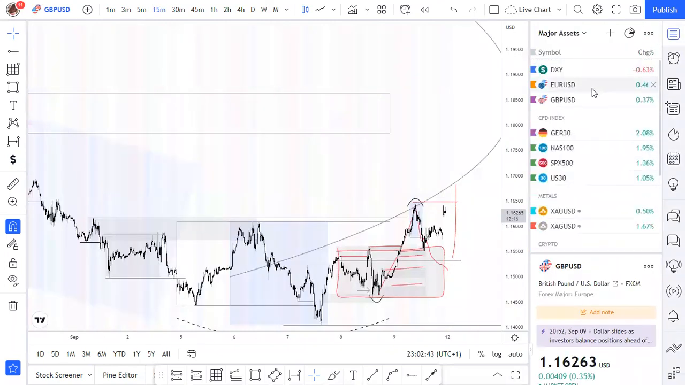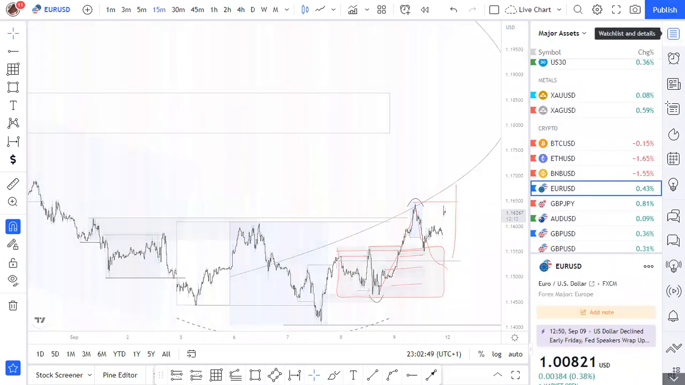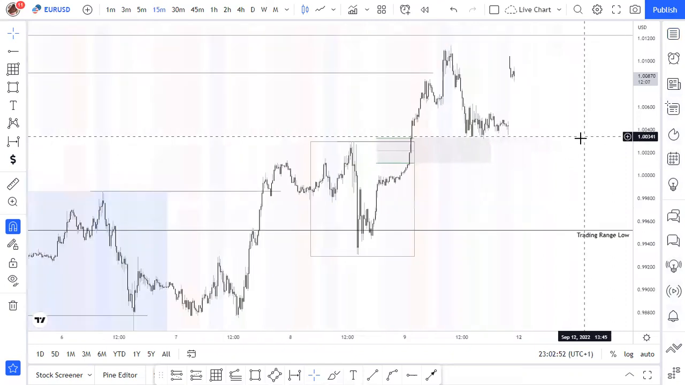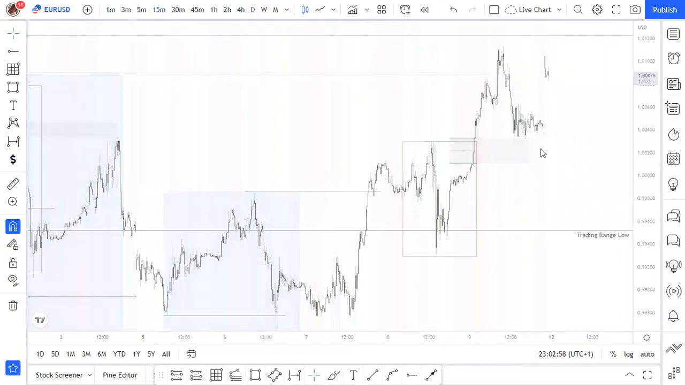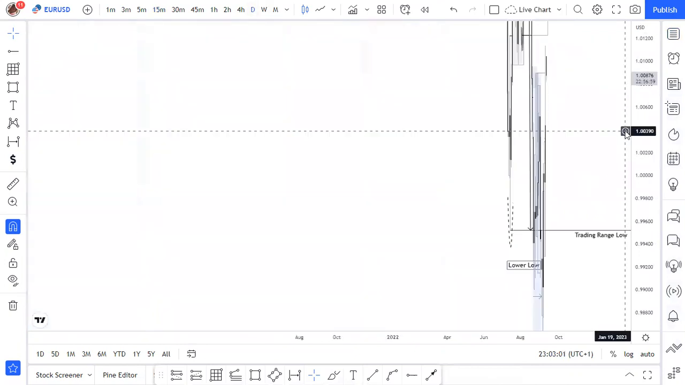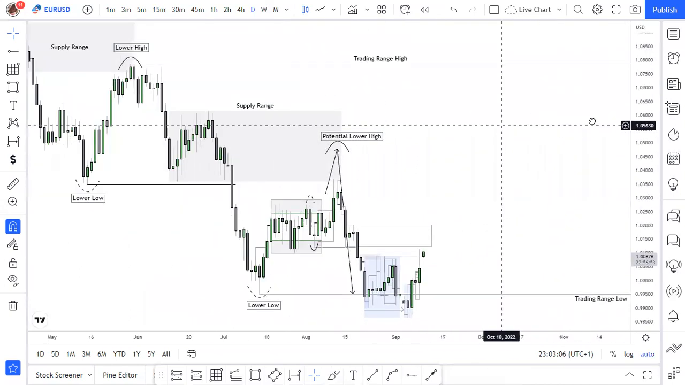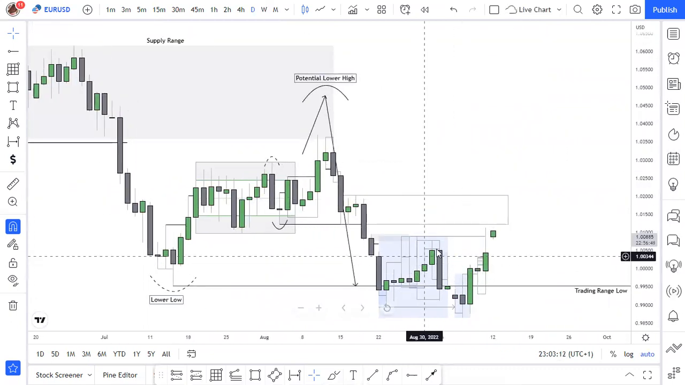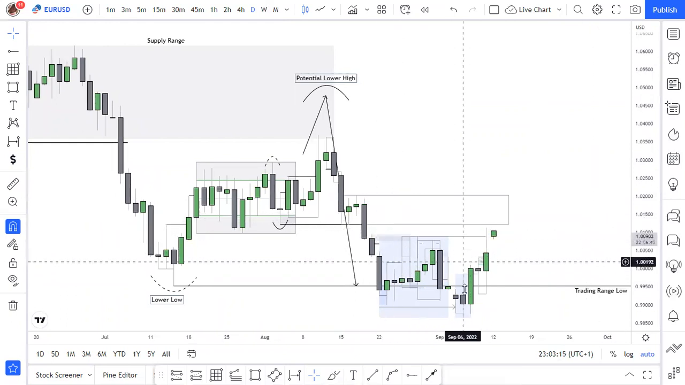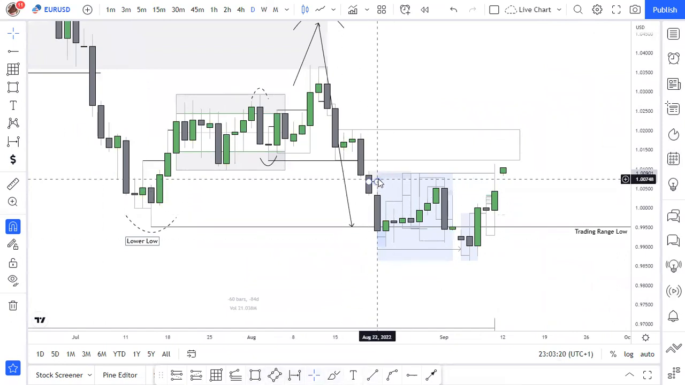So going over to Euro USD. Look at the price. So Euro USD daily time frame. Euro USD has been really cheap for some time. Price has been ranging within here for some time now. This is the range I'm talking about here.